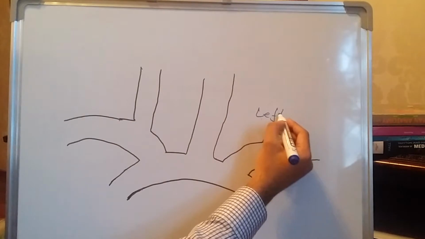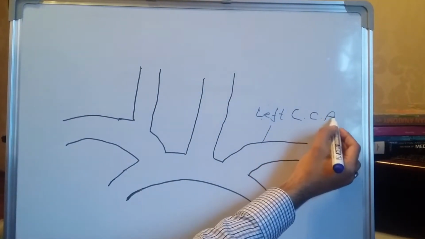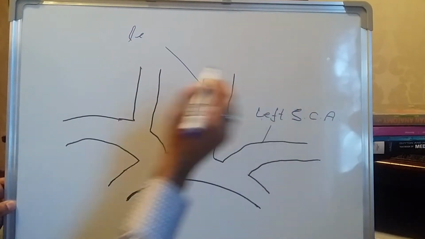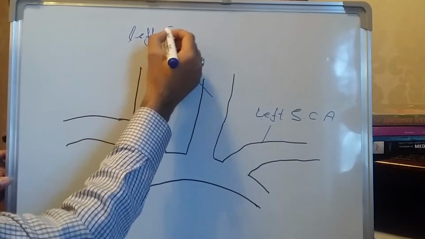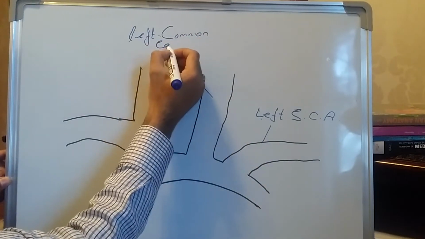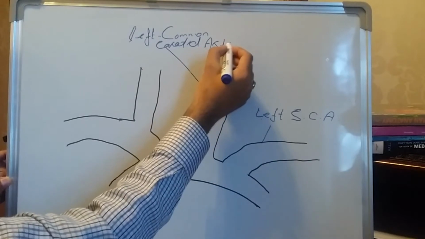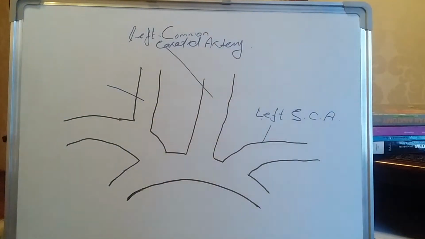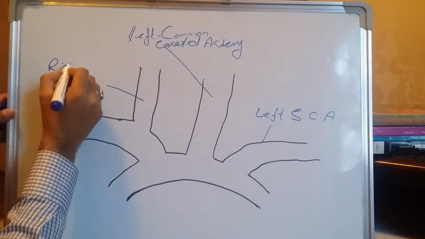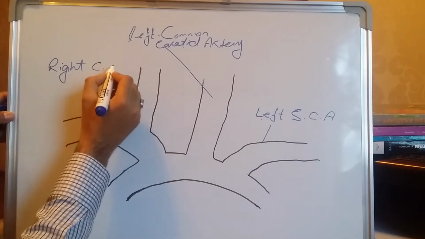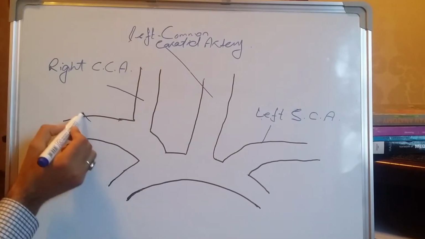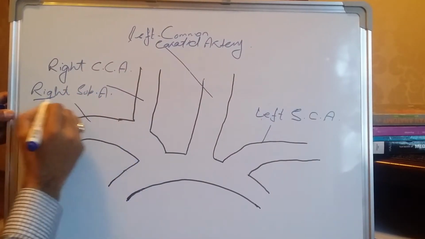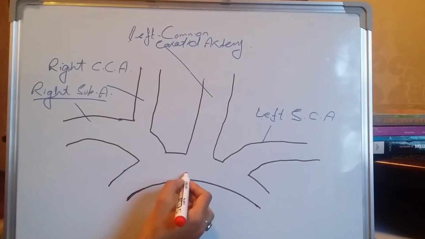So I will write here, this is the left common carotid artery, this is the left subclavian artery, and this is the branch which originates by the bifurcation of the brachiocephalic artery, that is the right common carotid artery, and this branch is the right subclavian artery, and this is the main aorta.